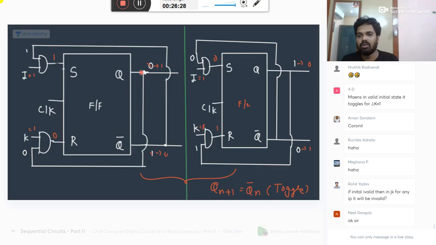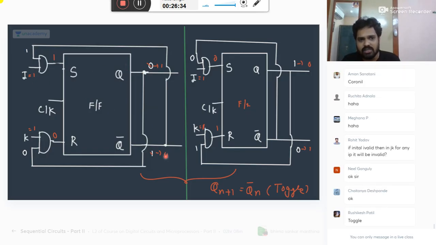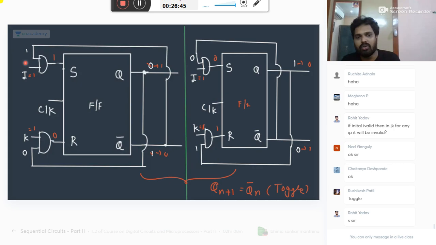Okay, right. Rohit, please you analyze yourself. If initially invalid, you just apply JK here and check what happens. If initially you have invalid 1 1, you apply here 0 1. What happens? 0 into 1, 0 will come. 1 into 1, 1 will come. 0 1. SR flip flop will immediately give you 0 1. Only for 1 1 case, if it is invalid, it may give you invalid again.